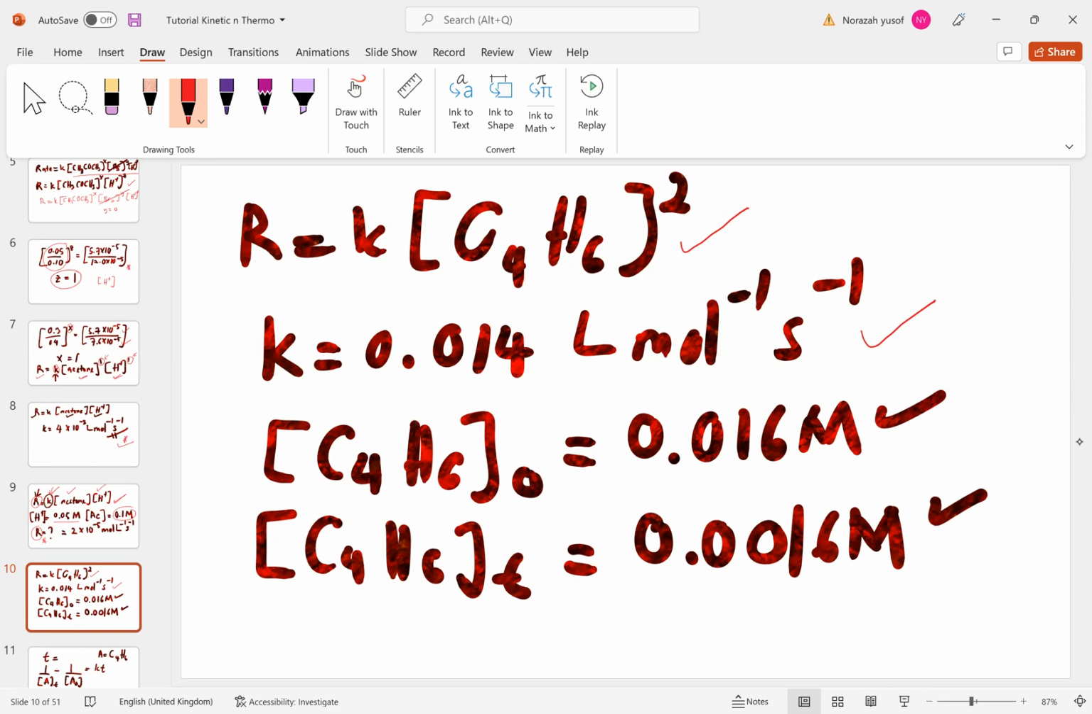If the initial concentration of C4H6 is 0.016, how much time in seconds must elapse for the concentration to drop to 0.0016 molar? So dia kata this is the initial concentration of C4H6. Dia tanya berapa masa, when the concentration of C4H6 will reduce to that value. Okay.